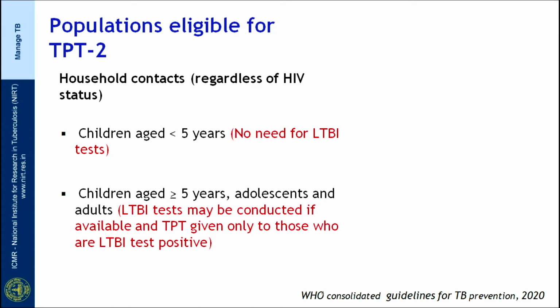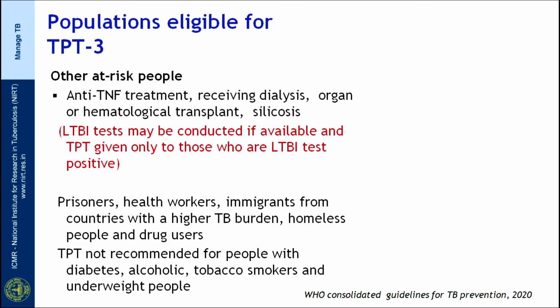In children aged less than 5 years, there is no need for a TB infection test; TPT can be given to children without a TB infection test. Whereas, in children aged greater than 5 years, adolescents and adults, latent TB infection tests may be conducted if available and TPT given only to those who are LTBI test positive. But if LTBI tests are not available, then all children aged greater than 5 years, adolescents and adults can be given TPT.